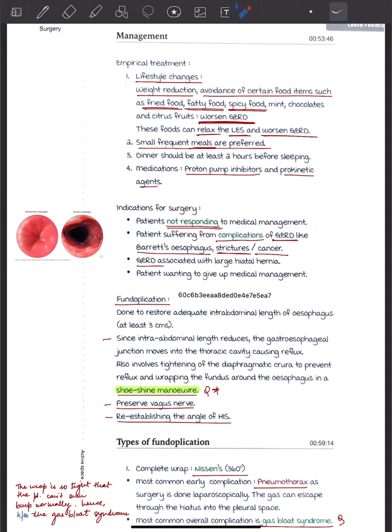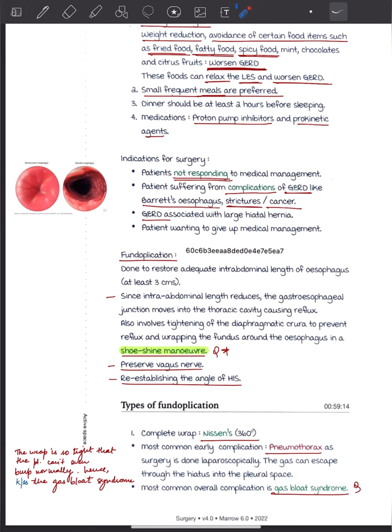Now, small frequent meals should be preferred because in this case, if the stomach is full with food and the acid, there are high chances that the acid will reflux. That's why we consider small frequent meals. Dinner should be at least 2 hours before sleeping. Medications should be proton pump inhibitors and prokinetic agents.